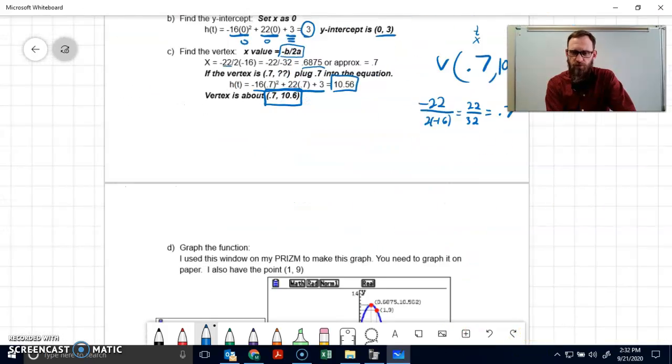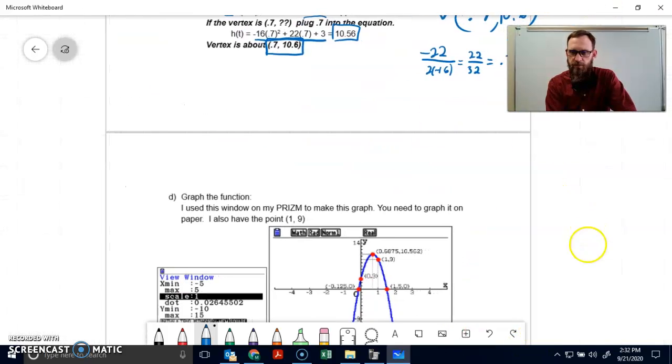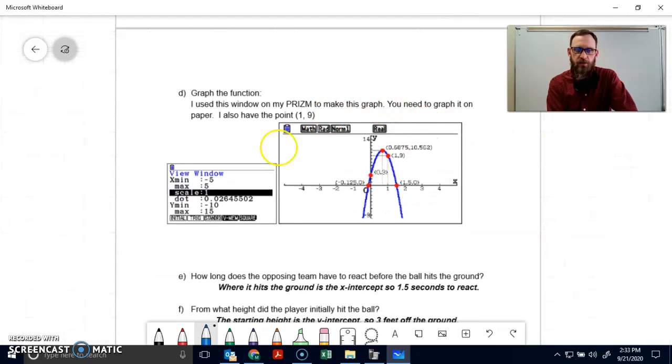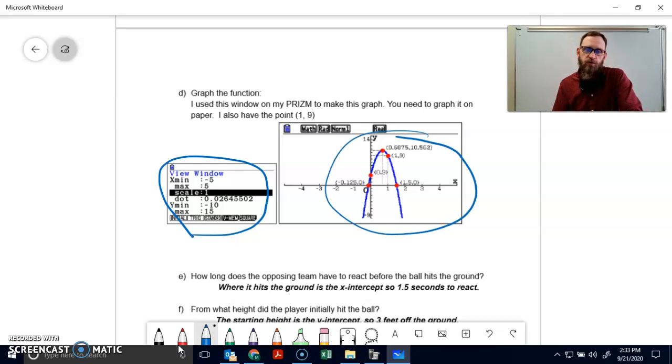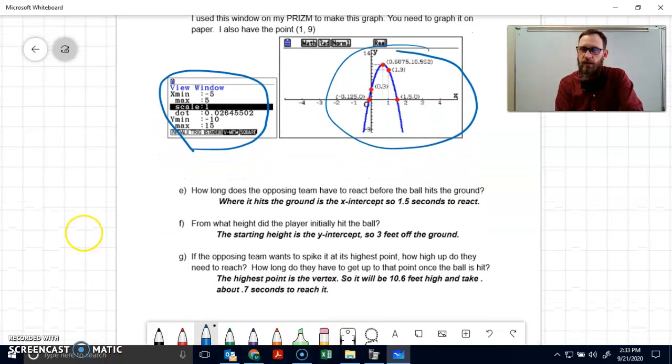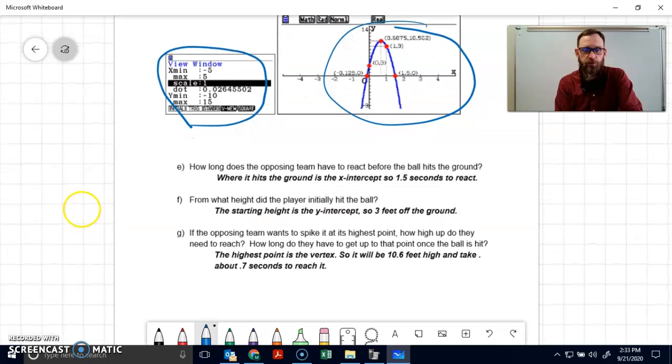Now it's harder for me to draw on this whiteboard, so I did take an image of what it looked like on my calculator, including that point 1 comma 9. So you certainly can be using your calculator to help you through this, and you know how to use GSolve, so you can do GSolve to figure out what the answer should be, and then just go through the work and make sure you're doing the work correctly. So here's the window I used, and here's what the graph looks like. And you should have that graph on paper. I just used the calculator to help us, as you can use the calculator to help you.